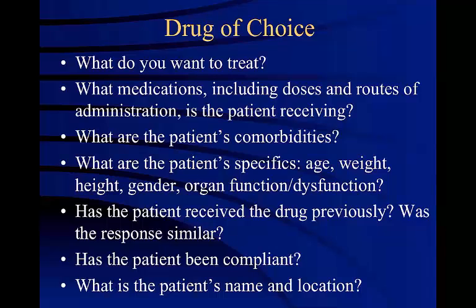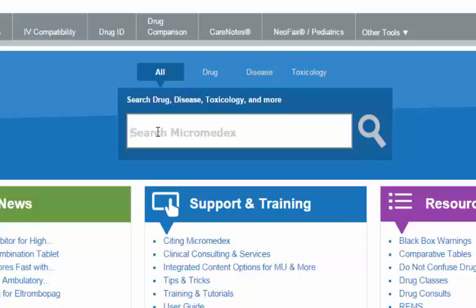When answering a question about drug of choice, you should find out if there's a patient involved. And if there is a patient involved, you will need all the pertinent patient information. Questions you can consider asking are: What do you want to treat? What medications, including dosage and routes of administration, is the patient receiving? What are the patient's comorbidities? What are the patient's specifics: age, weight, height, gender, organ function, dysfunction? Has the patient received any drug previously? Was the response similar? Has the patient been compliant?